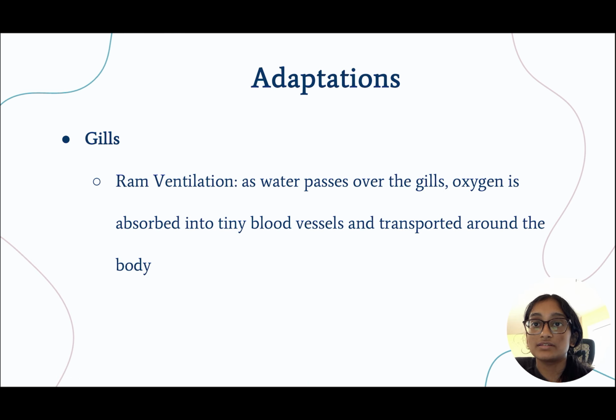Another adaptation is gills. Gills are important because these cartilaginous fish living in the ocean possess them. Unlike humans, sharks do not breathe through their nose. They have their gills to take in water, which passes over the gills, and here oxygen is absorbed into tiny blood vessels and transported around the body. This process is known as ram ventilation.